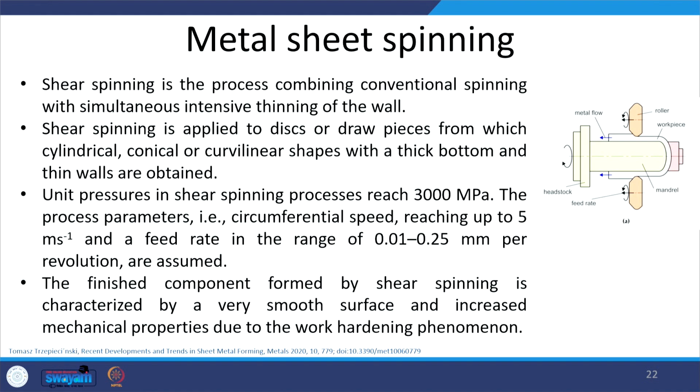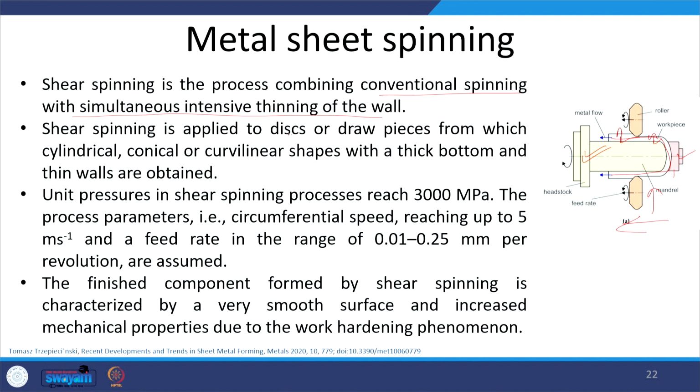Sheet metal spinning is another one. In sheet metal spinning, what is done is the workpiece is held, this is the workpiece, the sheet metal. Okay, this is the mold or the die against which the sheet metal is held, and then the tool in the form of a roller is pressed against the sheet metal, and then it is moved. Okay, so shear spinning is the process combining conventional spinning with simultaneous intensive thinning of the wall. Say initially the thickness is more, but after this spinning the thickness is reduced significantly while it is taking the shape of the cup.